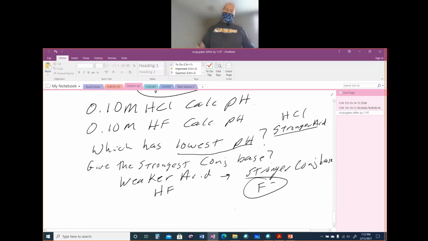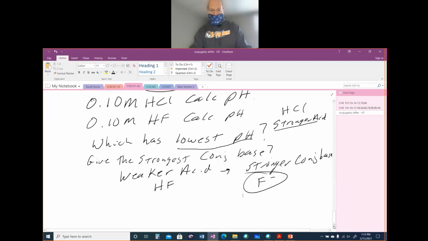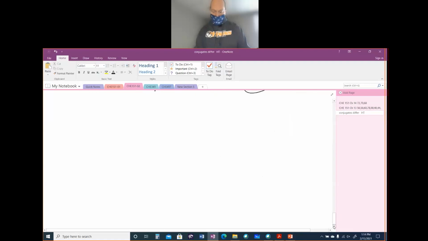You don't want to memorize everything, you just have to be able to get the stronger acid, or stronger base, between the two, and know the rule. The stronger the acid, the weaker the conjugate base. All right, so let's calculate our pHs. We have enough information to calculate the pH of the HCl. We do not have enough information to calculate the pH of HF yet.